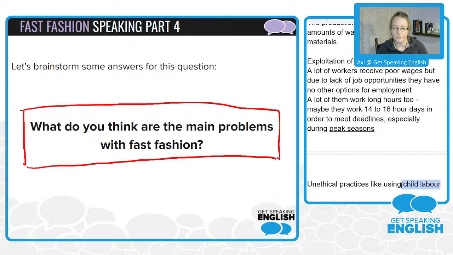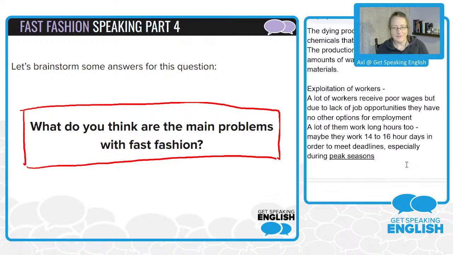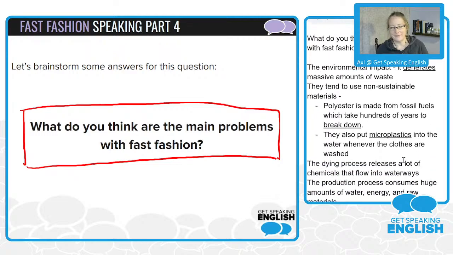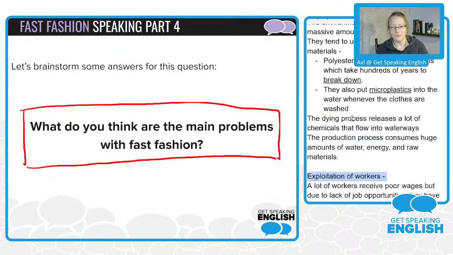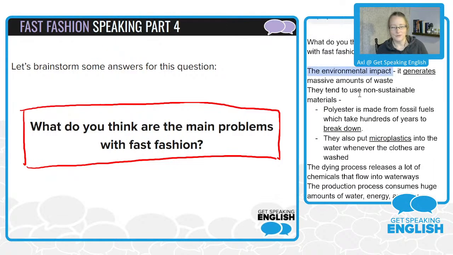Child labor, so having children not only work in the factories, but also do things that are incredibly dangerous. So yeah, huge issues. I feel like these are probably the two biggest ones: the exploitation of the workers and the environmental side, just how destructive it is, right?